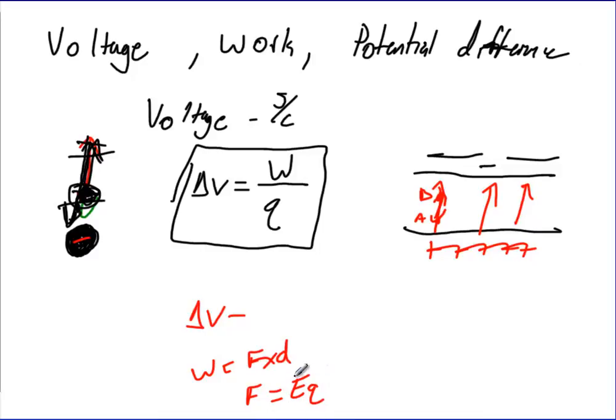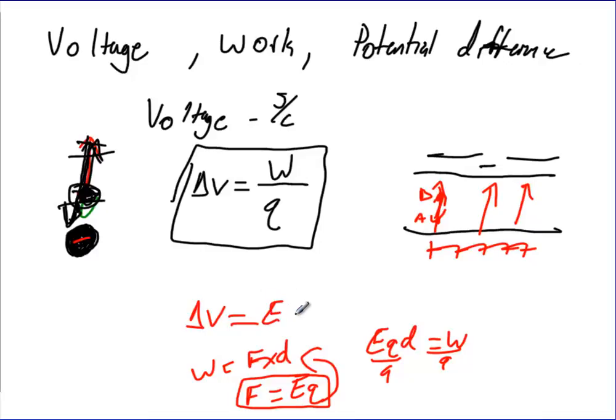Force is equal to electric field times charge. That's the force on Q. So if I substitute this into this equation, then I get E times Q times D equals work. But I don't want work, I want potential difference. Well, potential difference is work divided by charge, so I'm going to divide both sides by charge, and I get electric field times distance. So I have two equations that'll tell me how much potential difference.